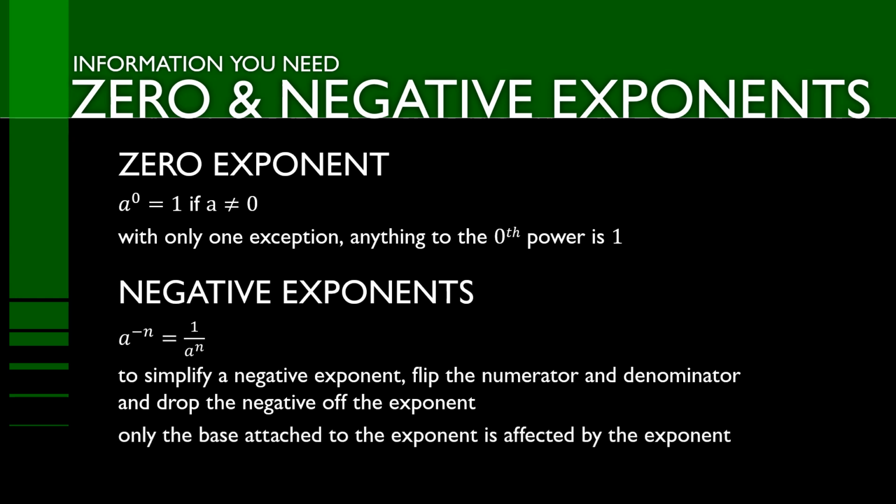One very important rule with this: only the base that's attached to the exponent is affected by the negative exponent. So let's say you had a to the negative n times b. Only a to the n would be flipped into the denominator. The b would be completely unaffected. It would stay in the numerator. So you would have b over a to the n.